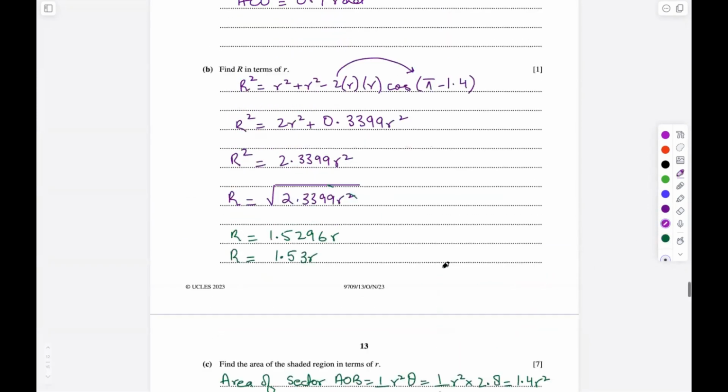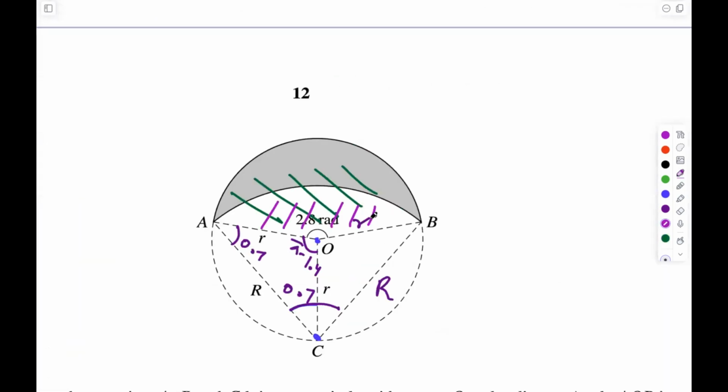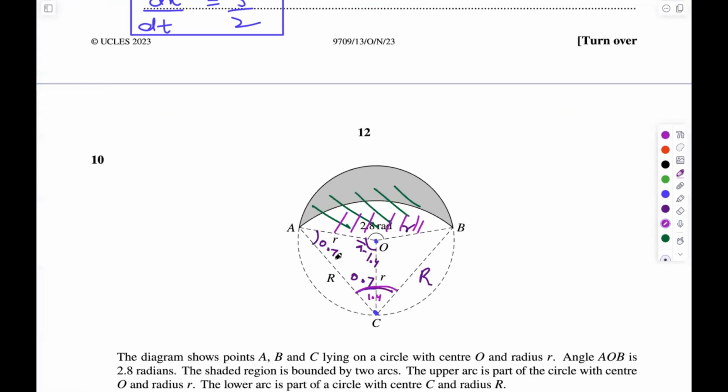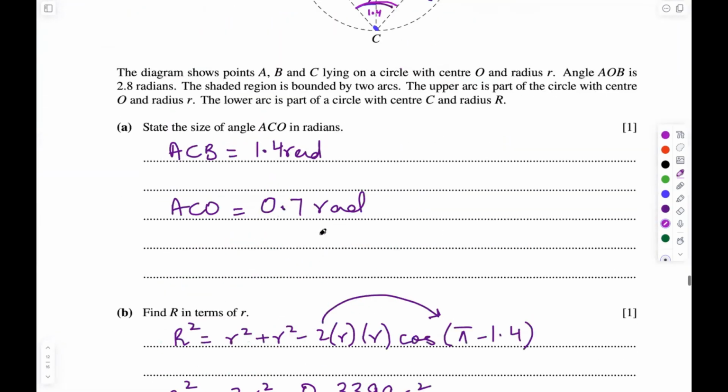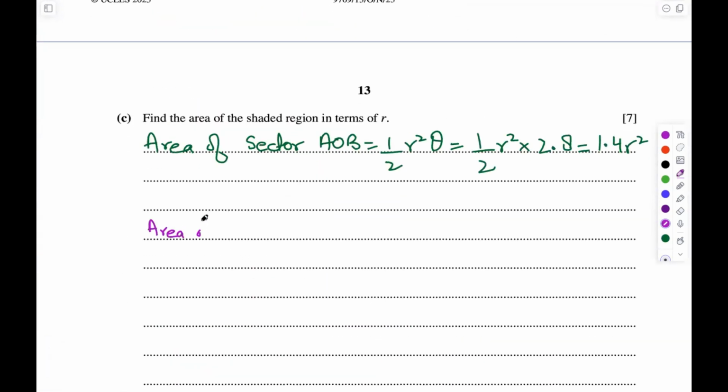Now, to find the area of the shaded region, we need the area of this part, so we can subtract it from the total area. To find the area of this part, first we can find the area of the sector with center C and radius capital R. So this total angle was 1.4 radians over here, and the radius is R. So first we can find this total area and then subtract the area of these two triangles. So finding the area of this sector ACB.